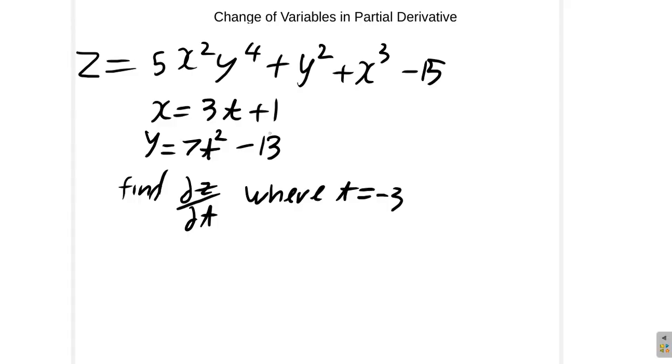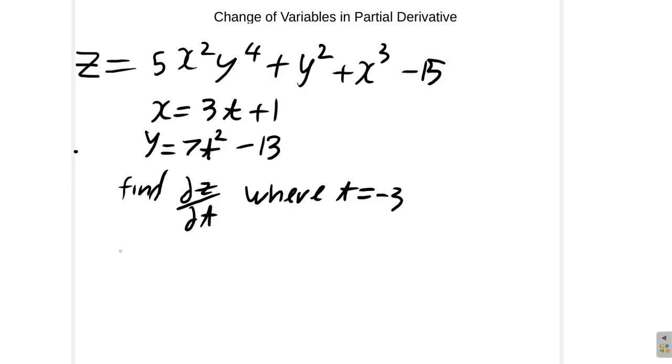Here we're looking at this question as part of our exercise practice in change of variables in partial derivatives. Z is equal to 5x squared y to the fourth plus y squared plus x cubed minus 15, where x is 3t plus 2 and y is 7t squared minus 30. You must find delta z by delta t, where t is equal to negative 3.